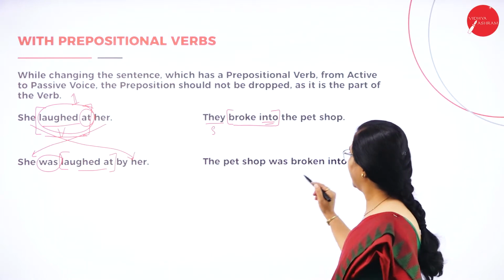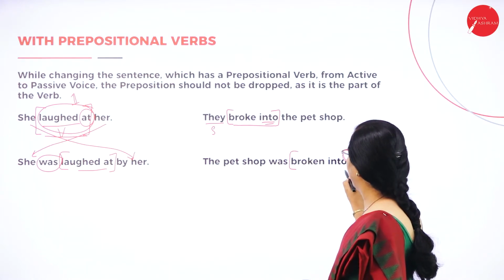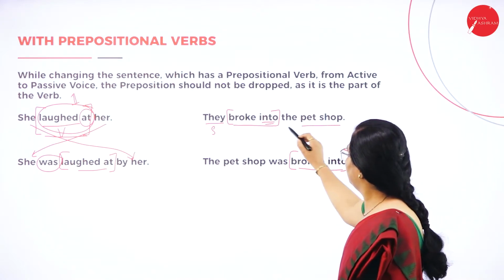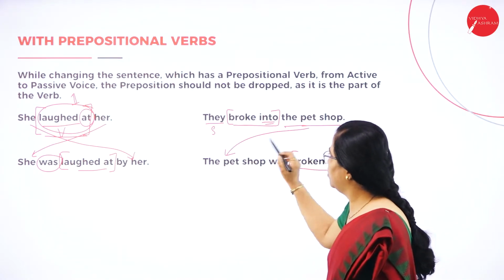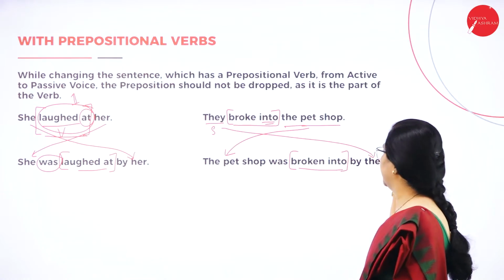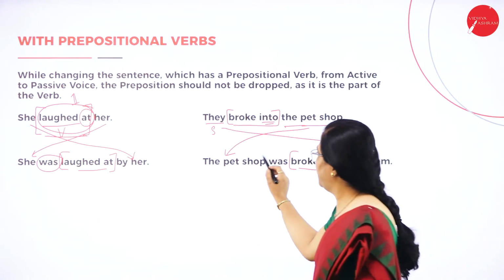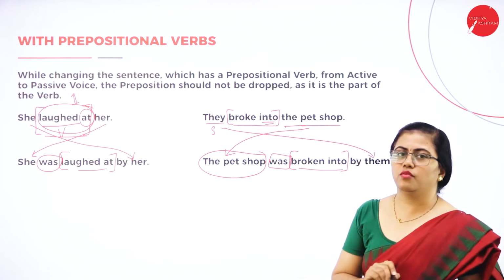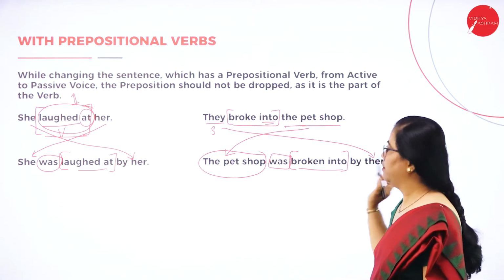So here again broke into should be retained as a single entity. Here the pet shop is the subject now and this becomes the object now. So the pet shop becomes the subject, was is the addition here: the pet shop was broken into by them.